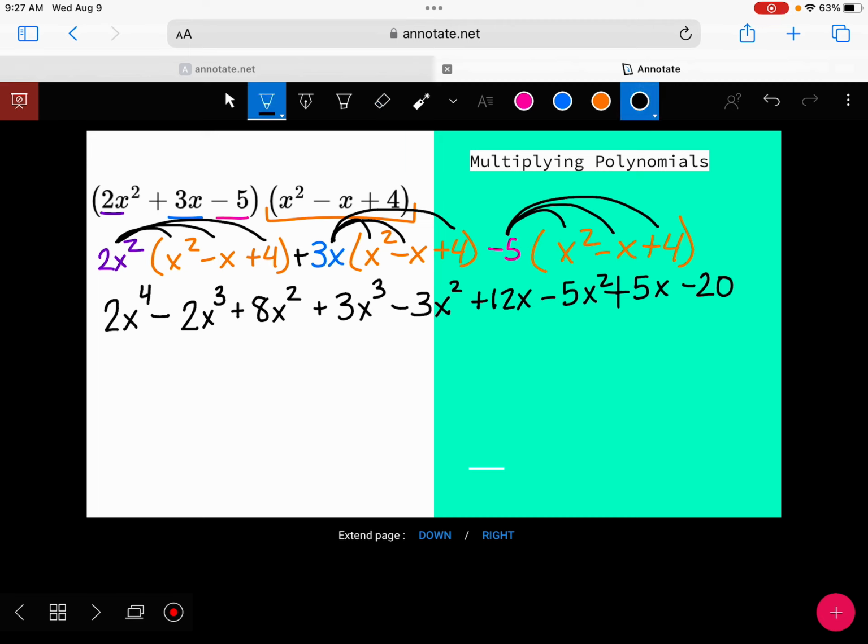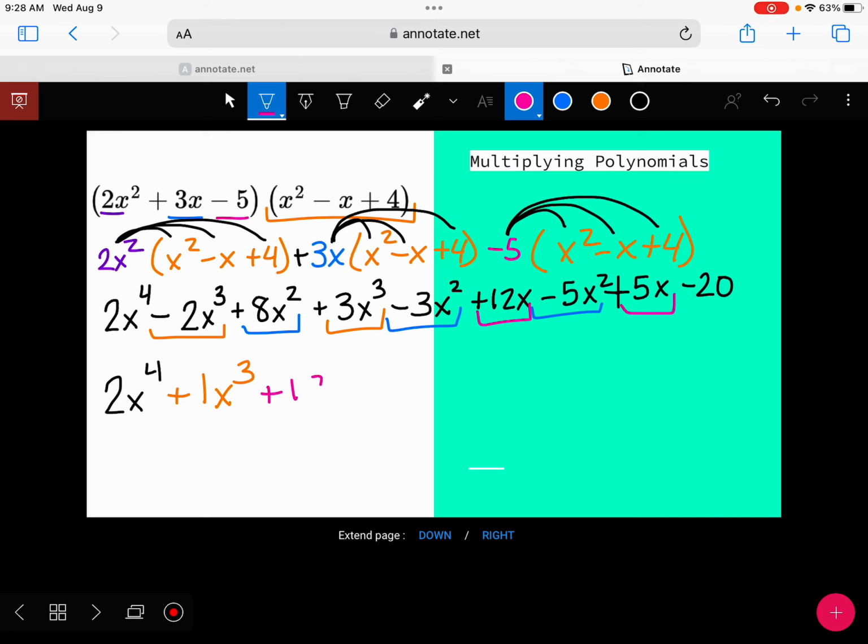And then after this, we're simplifying, combining our like terms, which means anybody that's got the same exponent. We only have one 4th, so our 2x to the 4th is up here. I've got minus 2x cubed, 3x cubed, plus 1x cubed. I've got 8x squared minus 3x squared minus 5x squared, which is 0x squared, so I don't need to write that one down. I've got 12x and 5x, plus 17x, minus 20. Yay, it matches my notes.